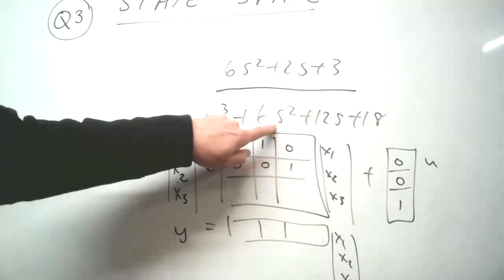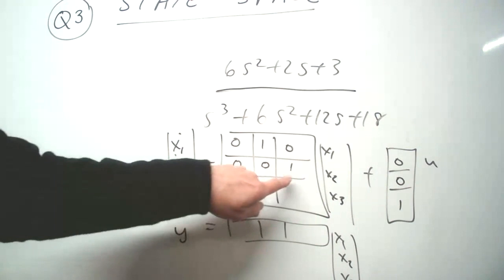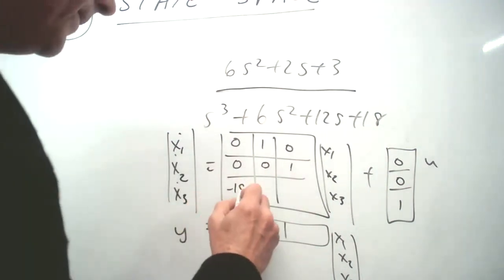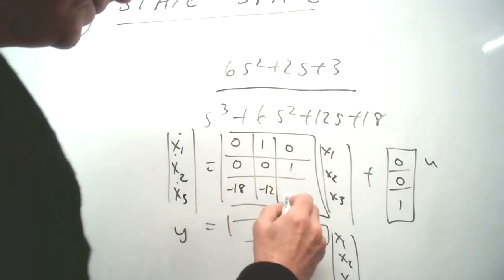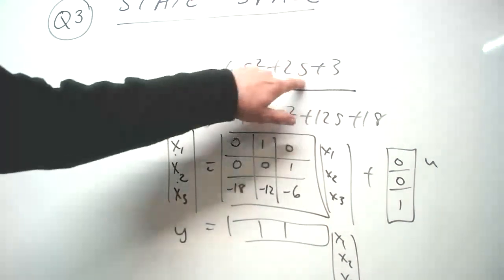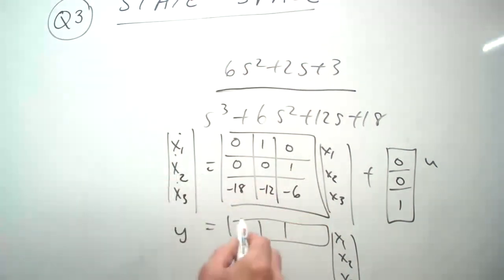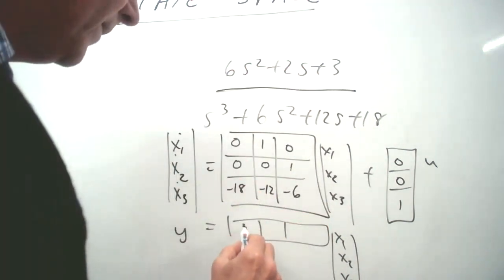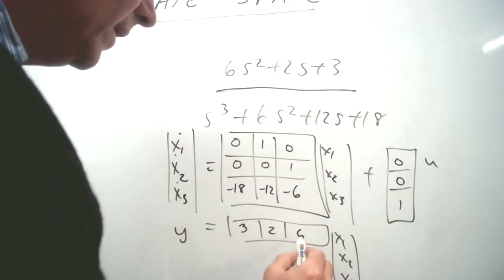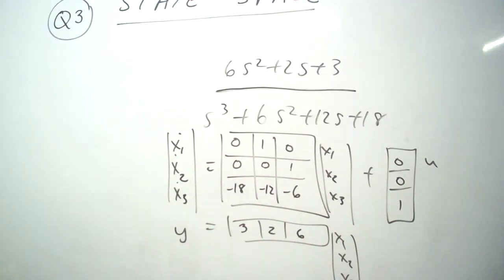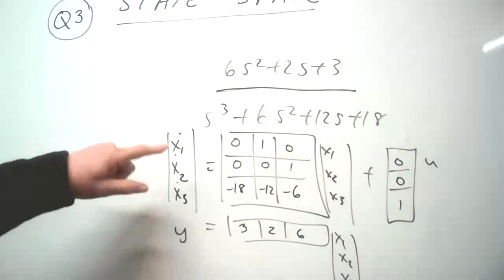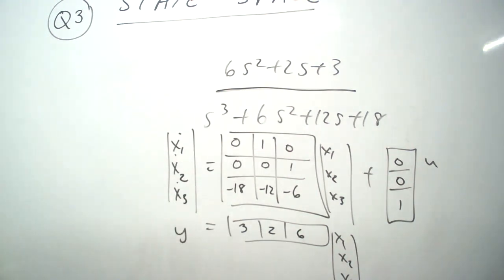Then you put these numbers here now, reverse order with negative signs along with this. So it's -18, -12, -6. And then these numbers here in reverse order there with positive signs. So it's 3, 2, and 6. So there's a third order one.